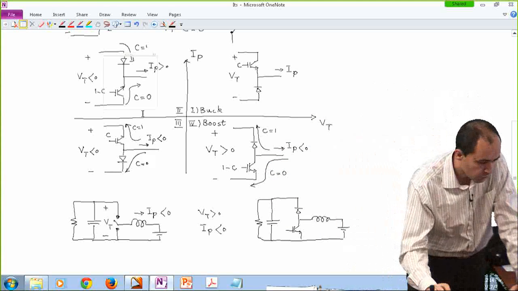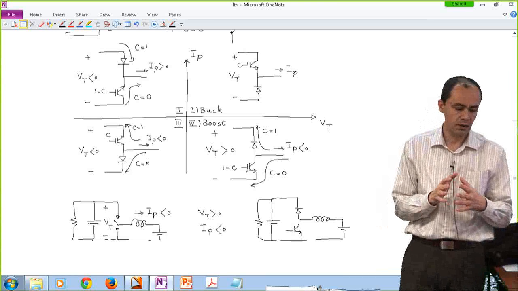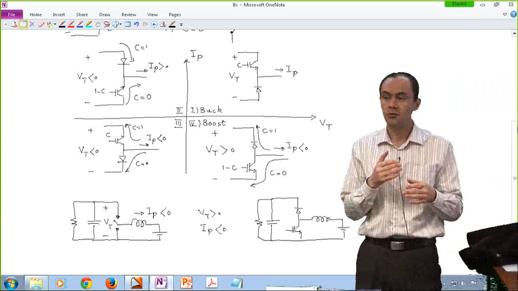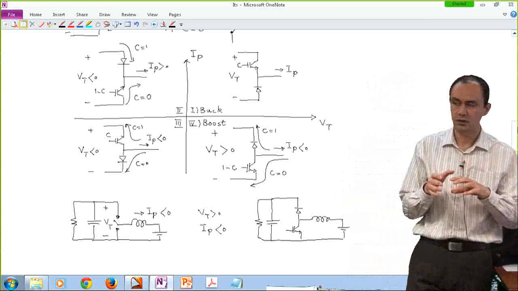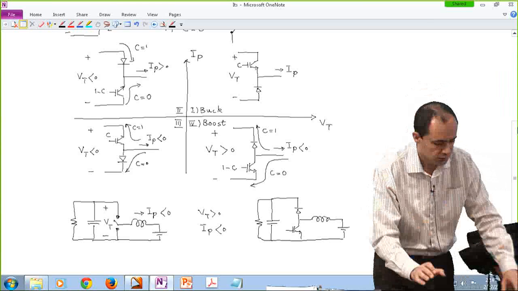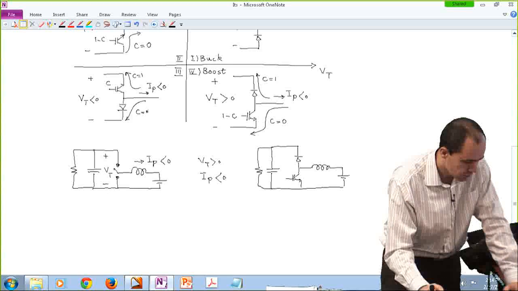So in that case, what would be the realization of the switch? So we are kind of talking about combining the first quadrant and the fourth quadrant. So what we do is actually we take the component that we have for the first quadrant and put them in parallel with the components that we have for the fourth quadrant. So let me draw it over here.